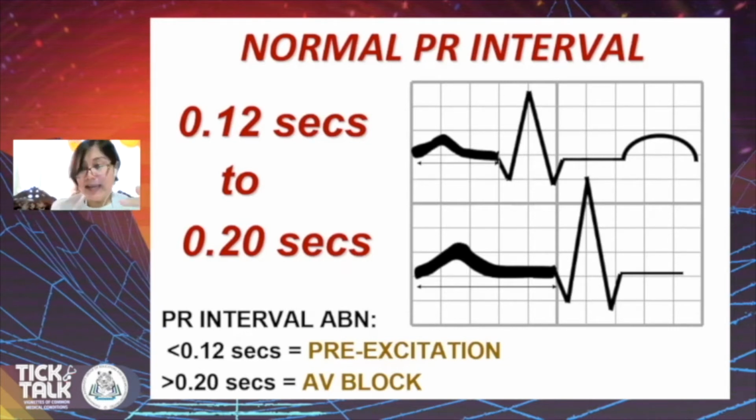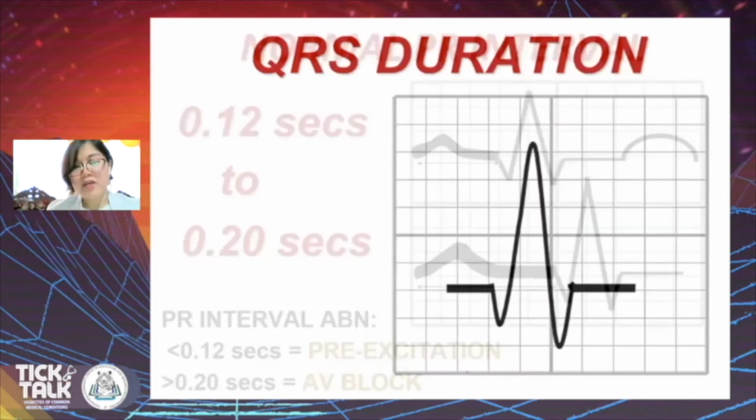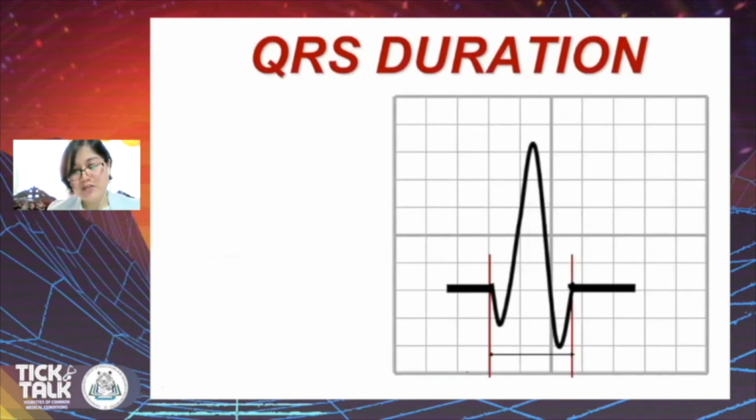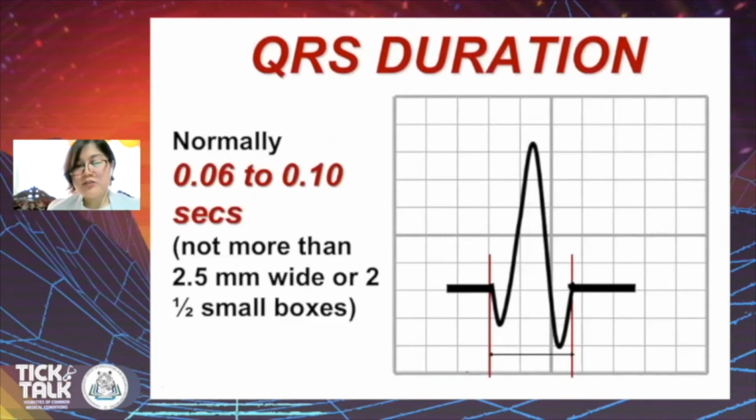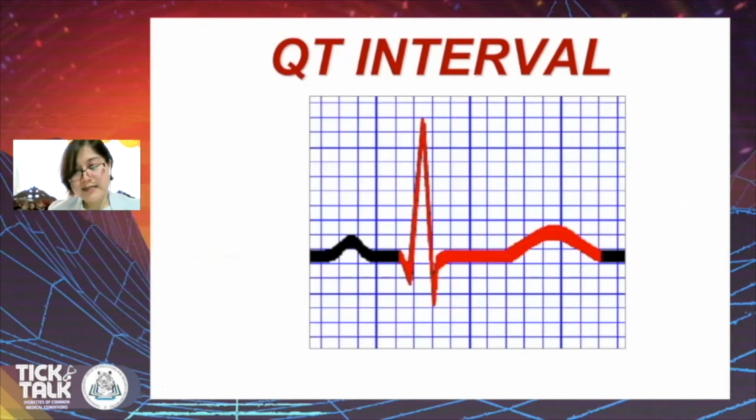On the other hand, if it takes too long, meaning your PR interval, as seen in the tracing below, is very, very long, then it might be indicative of an AV block, or an actual block in the conduction of your electrical impulse. Your QRS duration, as mentioned, should be 0.06 to 0.10 seconds in adults. The QT interval, which is measured from the beginning of your Q wave in your QRS complex to the end of your T wave, basically represents ventricular depolarization and repolarization.